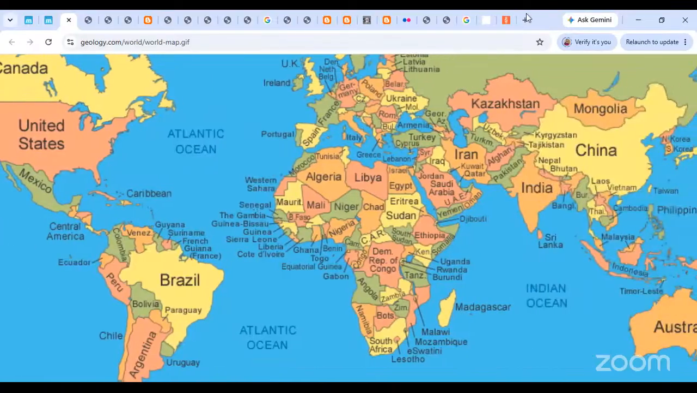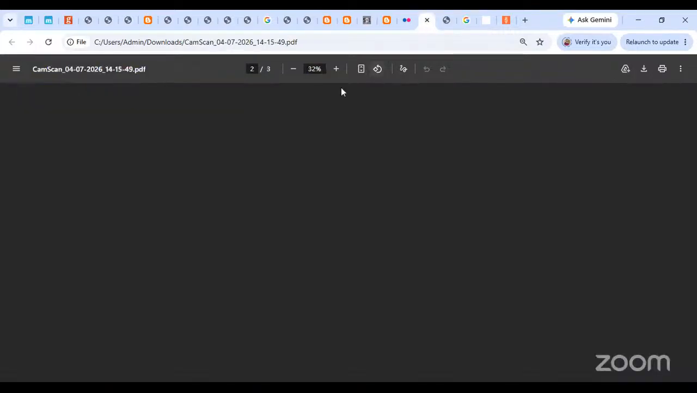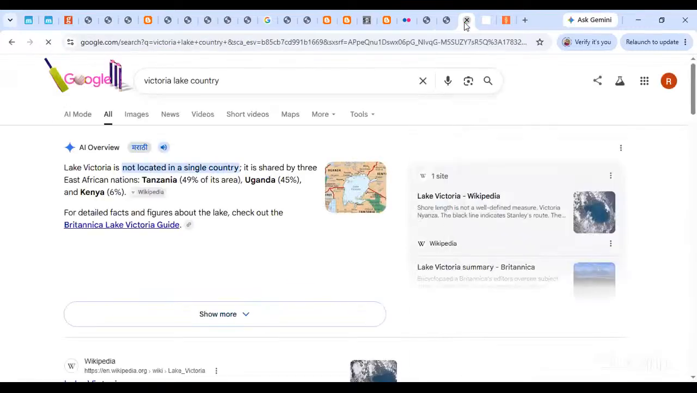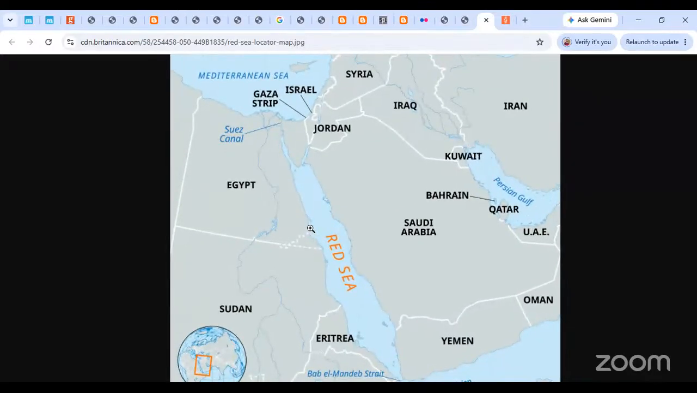You're talking about the Panama. Next, you want a connection between the Red Sea and the Arabian Sea. Wait a minute, I have a picture for it. This is the picture for it, the Red Sea and the Arabian Sea.